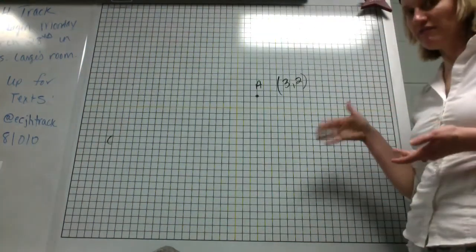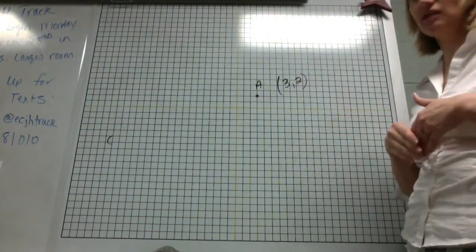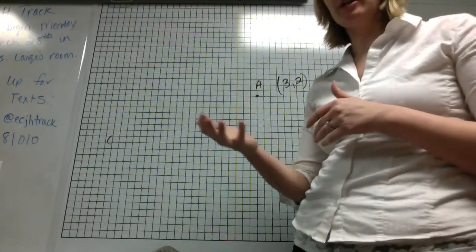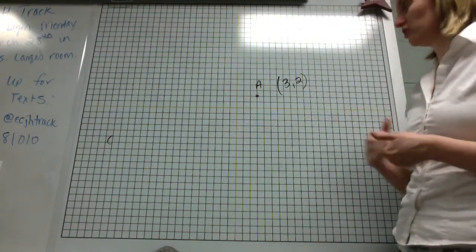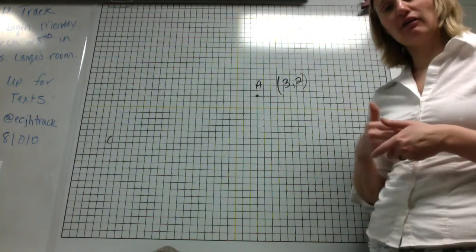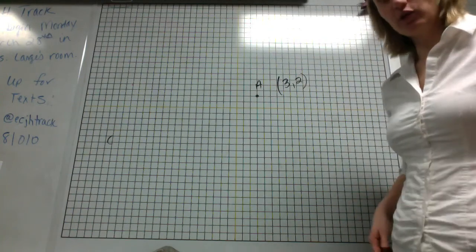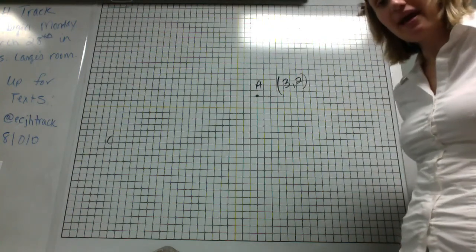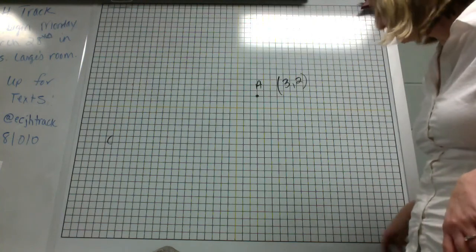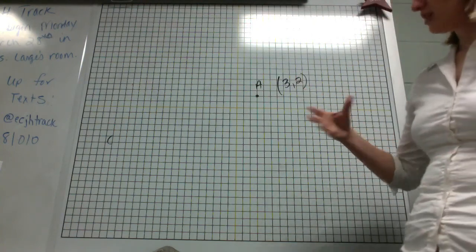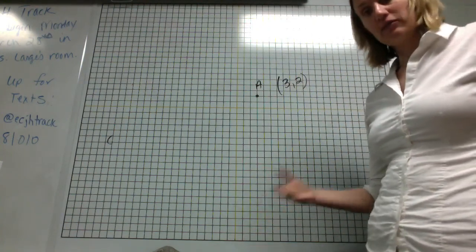All right, so this video is about reflecting on the coordinate plane. We talked about earlier that a reflection is a type of transformation, again called an isometry, where the figure will remain congruent after we have performed the transformation. So a reflection, another word for reflection is a flip, okay?